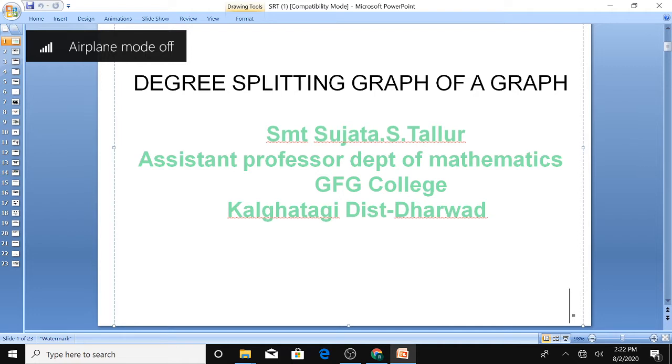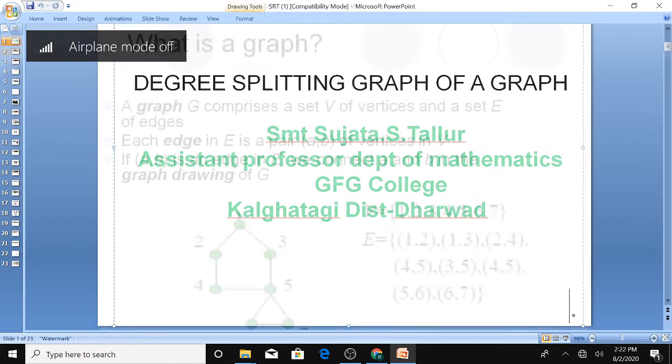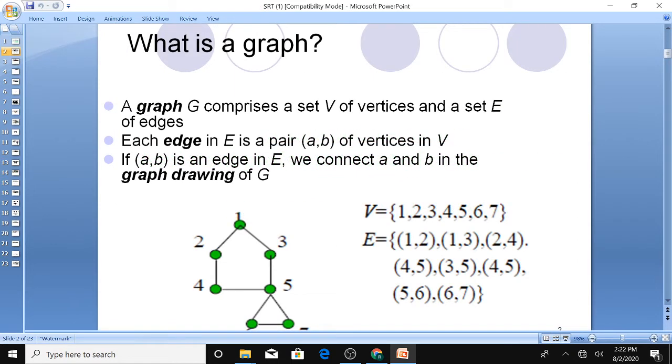Today, let us study about the degree splitting graph of a graph. For this, we have to know the definition of a graph. By graph, we mean the set of vertices and the set of edges. Vertices means points and edges means lines. So in this example, there are 7 vertices and 8 edges. So 1, 2, 3, 4, 5, 6 and 7 are the vertices.